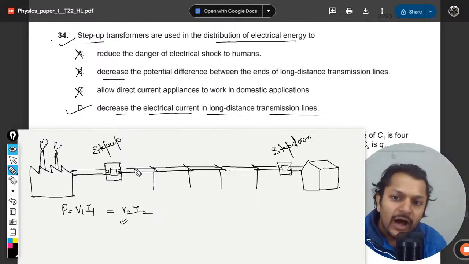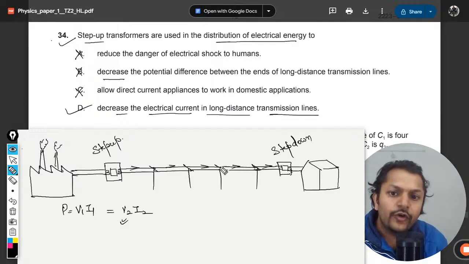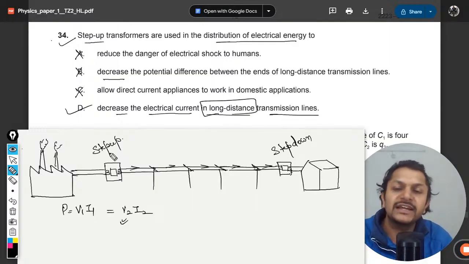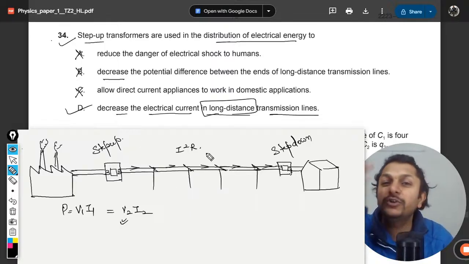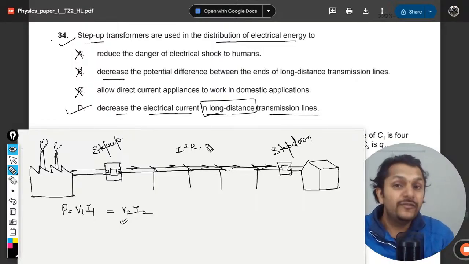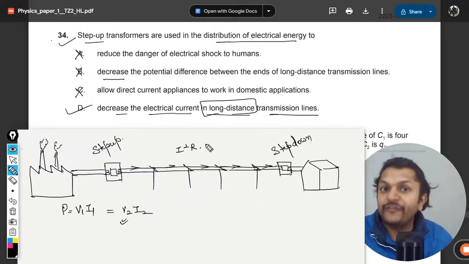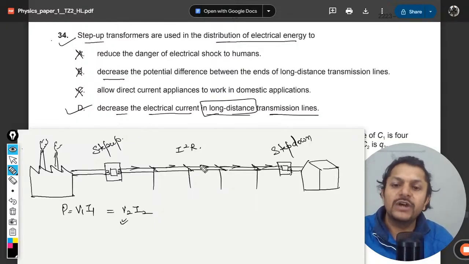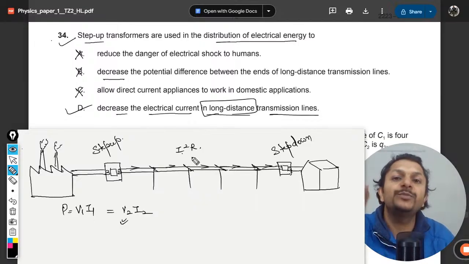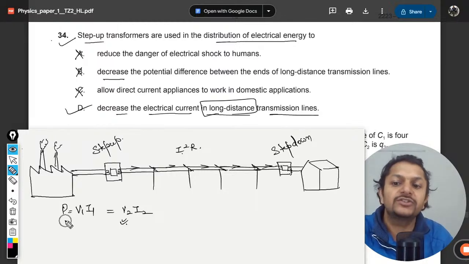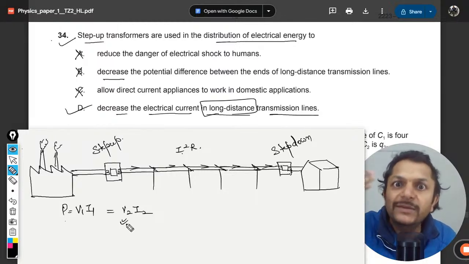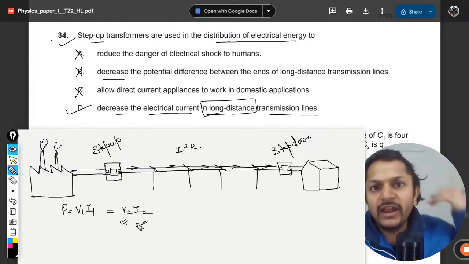It means that while the current is passing over the wire for hundreds of kilometers, for long distances, I square R losses will become too much because the resistance of the wire will be very heavy, and so the power losses will be too much, and we cannot afford that. So the only option is to reduce the current passing through the wire. How can you reduce it? By increasing the voltage, because power is constant. So V2 has to be multiplied by 1000, thereby dividing the current by 1000.